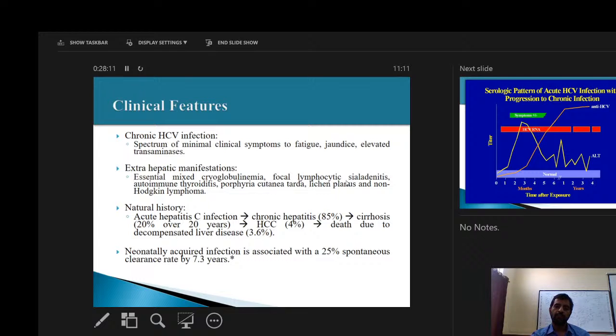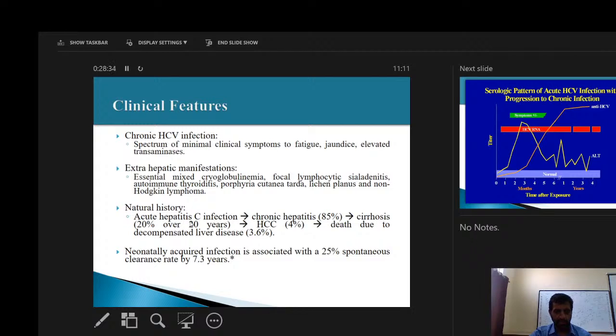And because of the constant stimulation of the lymphocytes, you can have lymphoma. And because of the increase in antibodies and abnormal activation of lymphocytes, you can have lymphocytic sialadenitis, autoimmune thyroiditis, lichen planus, and non-Hodgkin's lymphoma also. These are the extrahepatic manifestations. Hepatic manifestation, we have seen chronic hepatitis, and that may progress to cirrhosis.